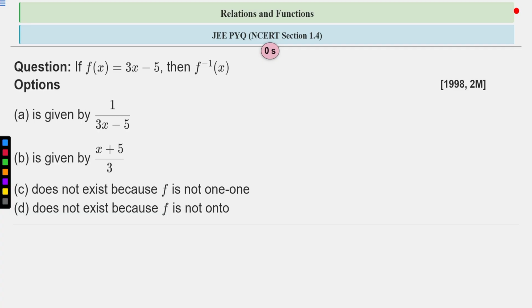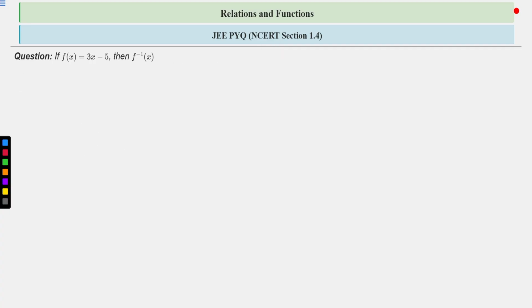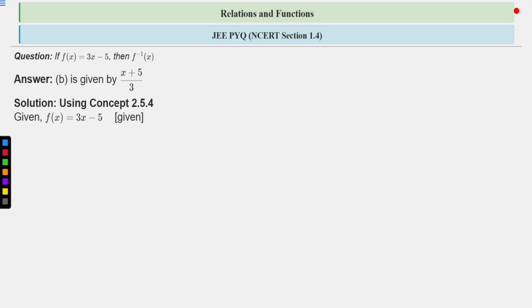Okay, let us move to the solution part. The question was, if f(x) is equal to 3x minus 5, then the value of f inverse x is. We need to find the value of f inverse x. The correct answer is option B, and it is given by (x plus 5) upon 3, right? It is given that f(x) is equal to 3x minus 5, right? It is given in the question.